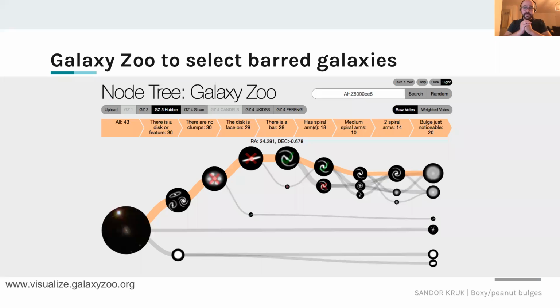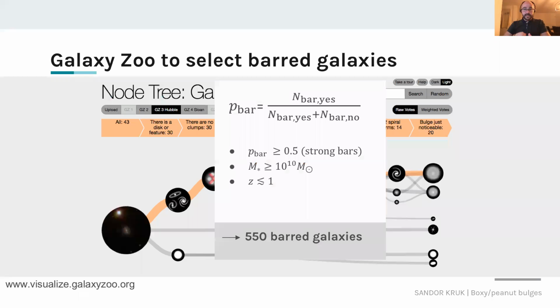To select barred galaxies to inspect, we use bar classification from the third version of the Galaxy Zoo Citizen Science project, which asks members of the public to visually classify galaxies from Hubble into different morphological types, gathering 40 classifications for each galaxy. Since it did not classify boxy peanut bulges, we used the classification to select a sample of 550 barred galaxies based on the volunteers' classification to the bar question.